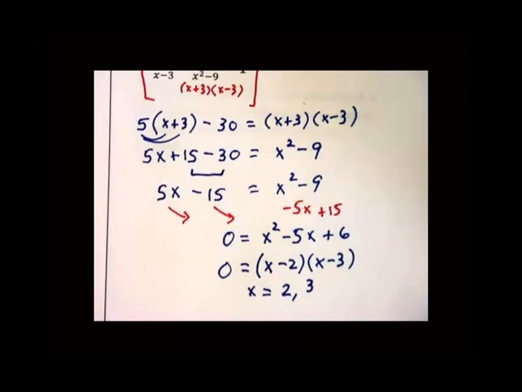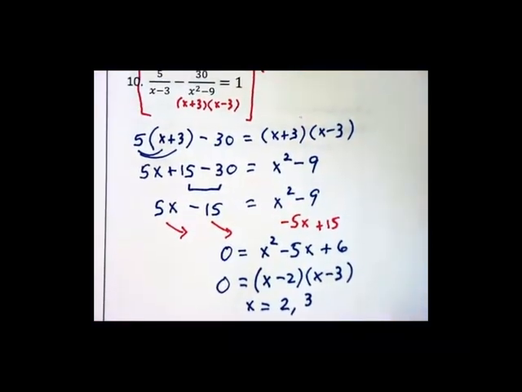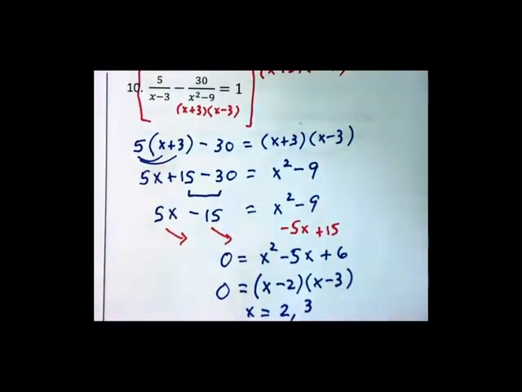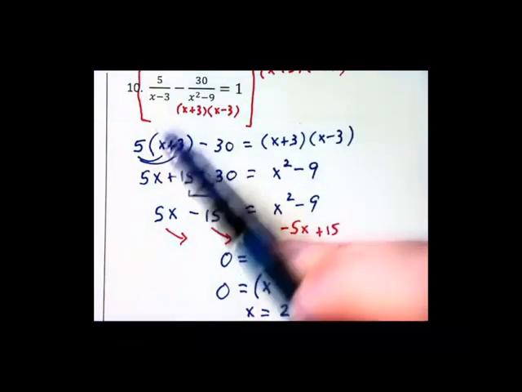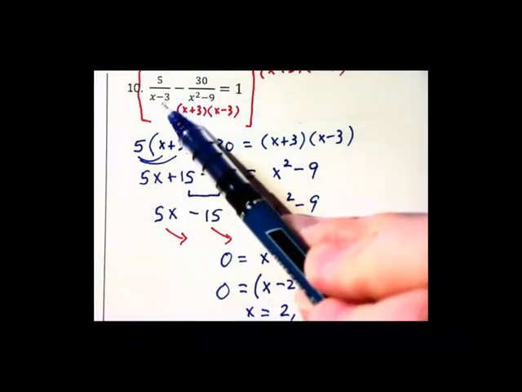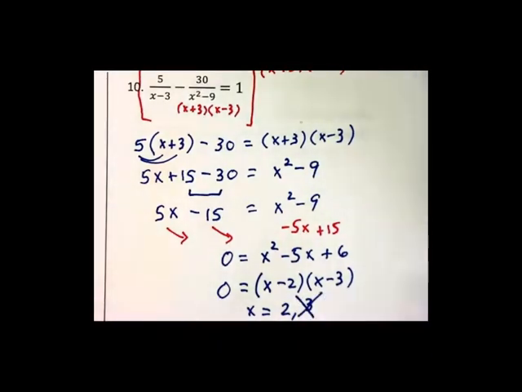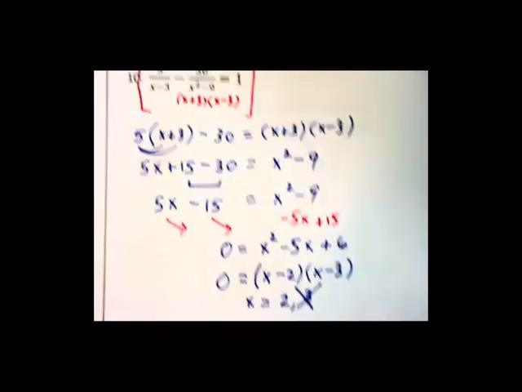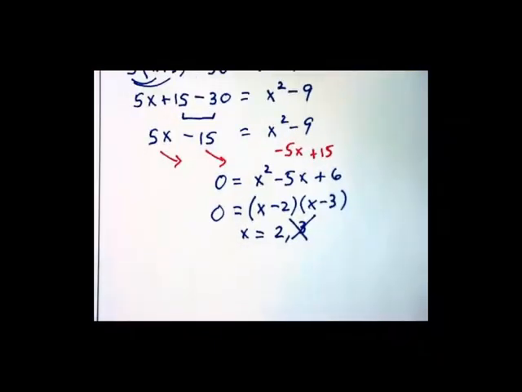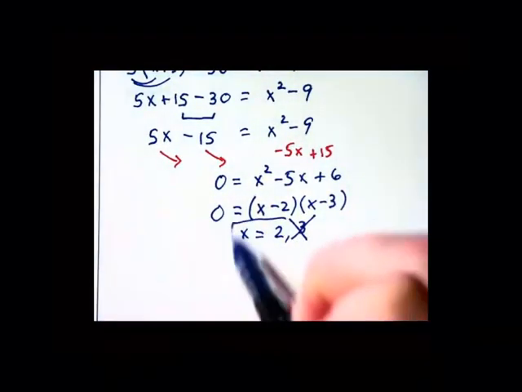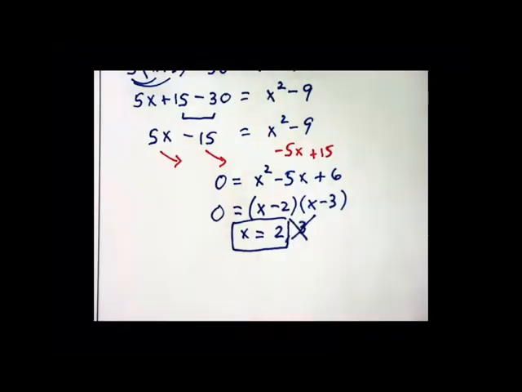However, let me slide that back up there to show you the whole problem. Notice how 3, when you substitute it into the original problem, you get 3 minus 3, which is 0, which is undefined. So we have to cross off 3 as a potential solution, and only 2 is the solution to this equation. Okay, next problem.